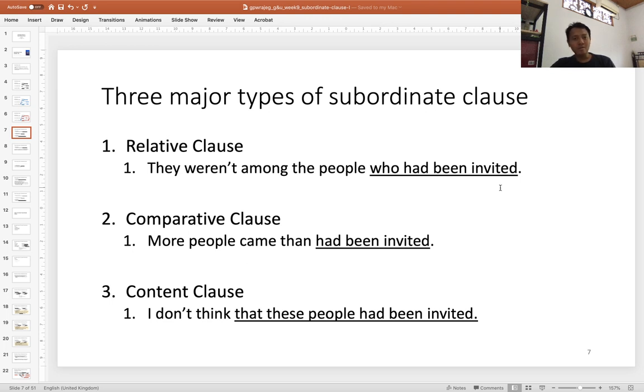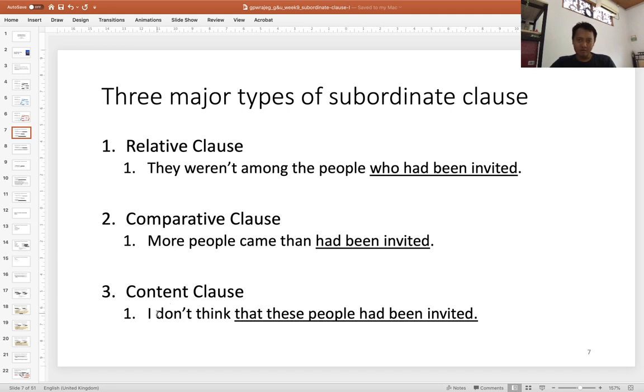The comparative clause is another type of subordinate clause: more people came than had been invited. You see here, had been invited is embedded as a comparative subordinate clause, and there is no explicit subject. Who is the subject of had been invited? There is no explicit mention, but you may infer, you may guess, that this should be the entity that is invited.